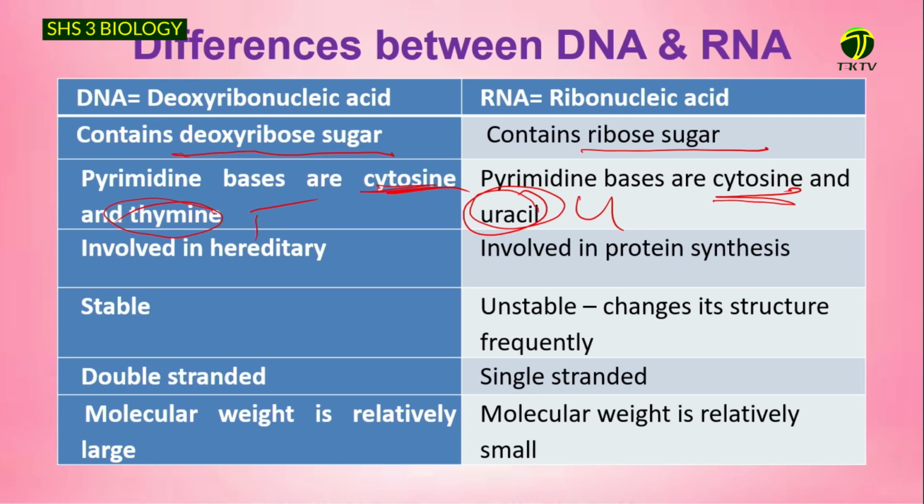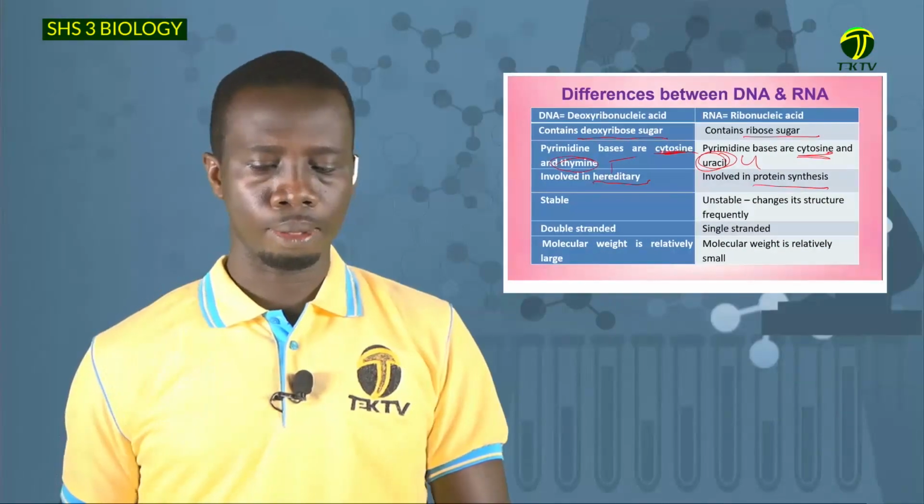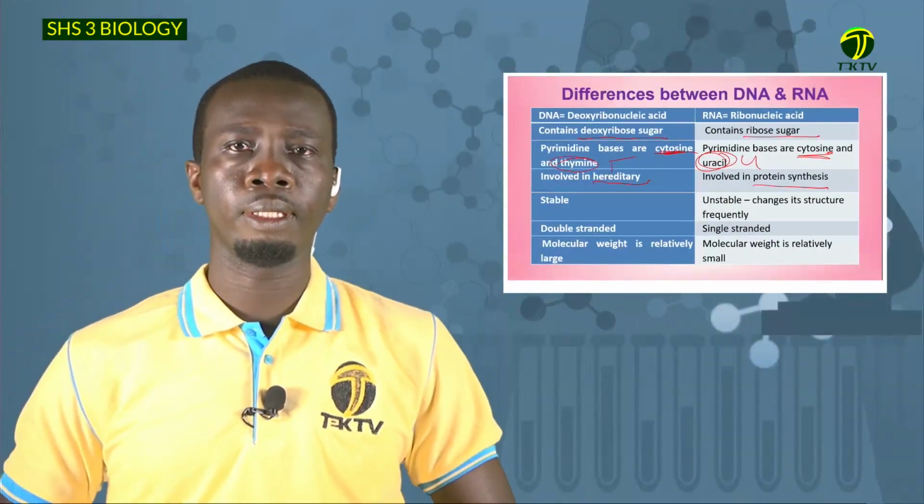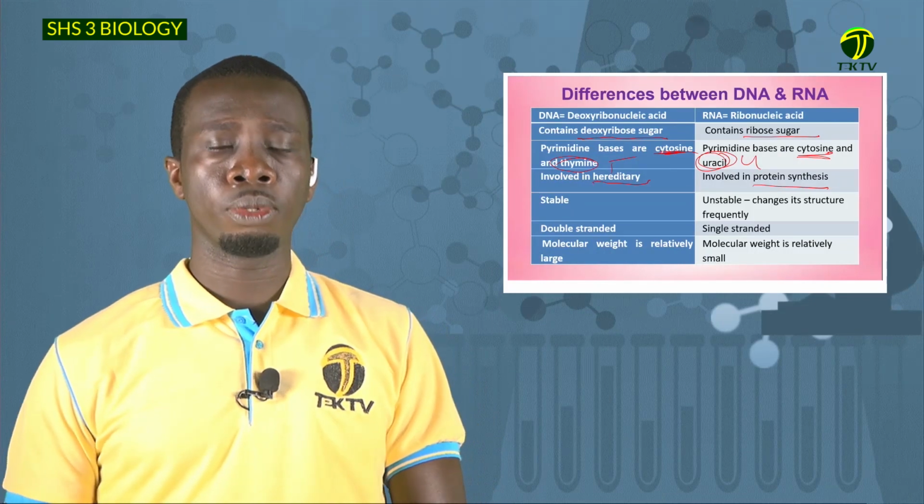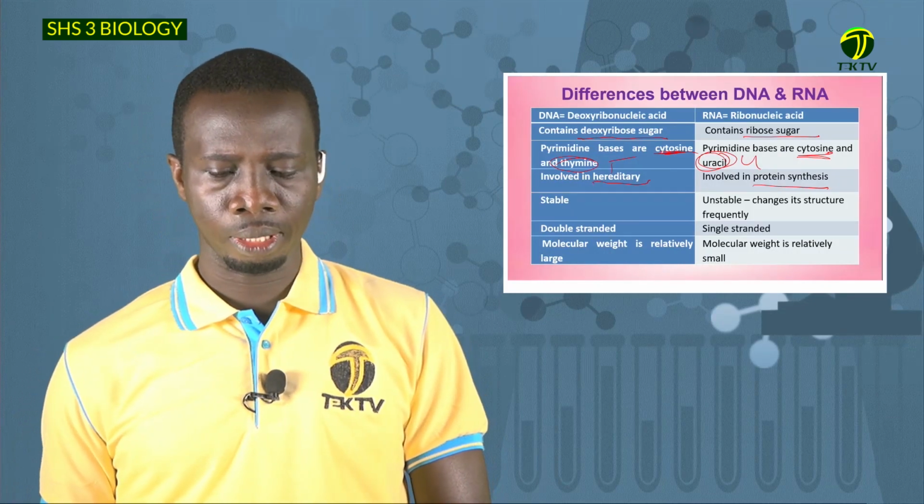Then the function of DNA is in inheritance, hereditary. Then the function of RNA is in protein synthesis. So inheritance, characters are carried from one generation to the other under the instruction of the DNA in the organism. Then proteins are synthesized by using the RNA.